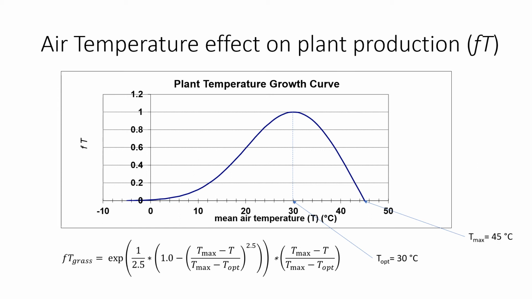And so you could plug values into this more complex equation so that the optimal temperature of 30 degrees C, T-opt, would be plugged into the T-opt variables in this equation, and the maximum temperature, 45 degrees C, would be plugged into the Tmax variables in this equation to get this particular curve. And you could change the Tmax and T-opt for different plants.